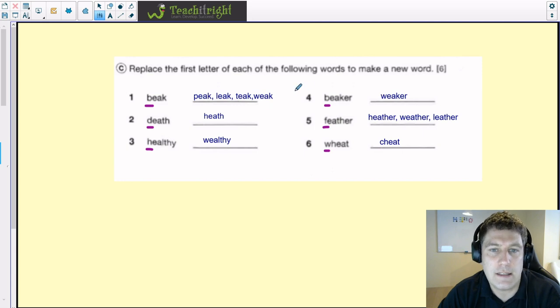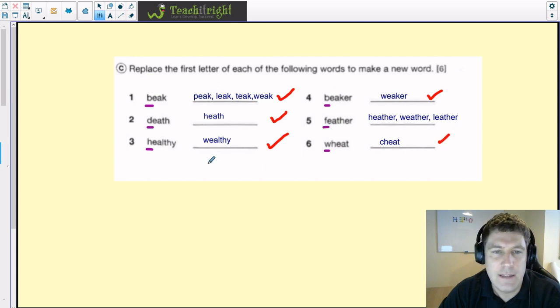I'm going to change colour this time. I'll go for red. Good if you got that right. If you do get any wrong, just put a dot and then you can easily come back to it and see why. Okay. So we've got heath here, wealthy, weaker, heather, weather and leather, and then we've got cheat there. There may possibly be other possibilities, but do double check that they are words.